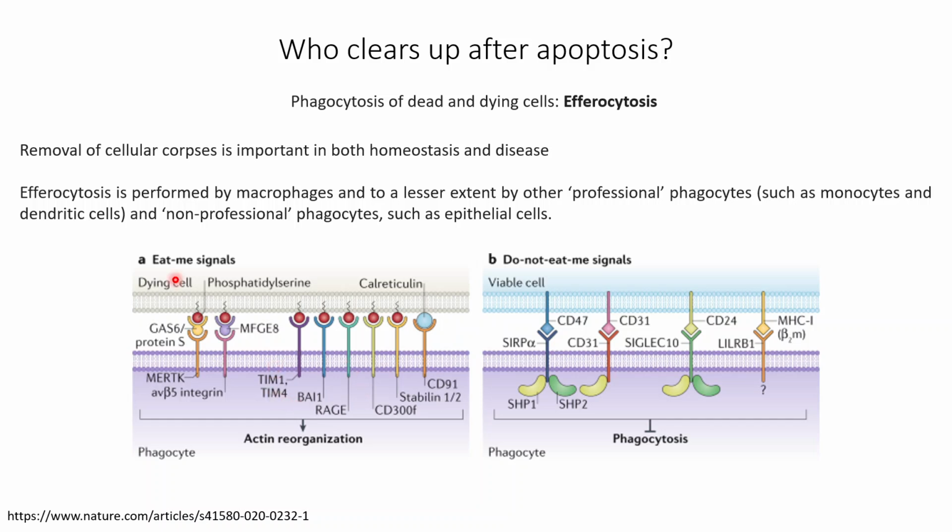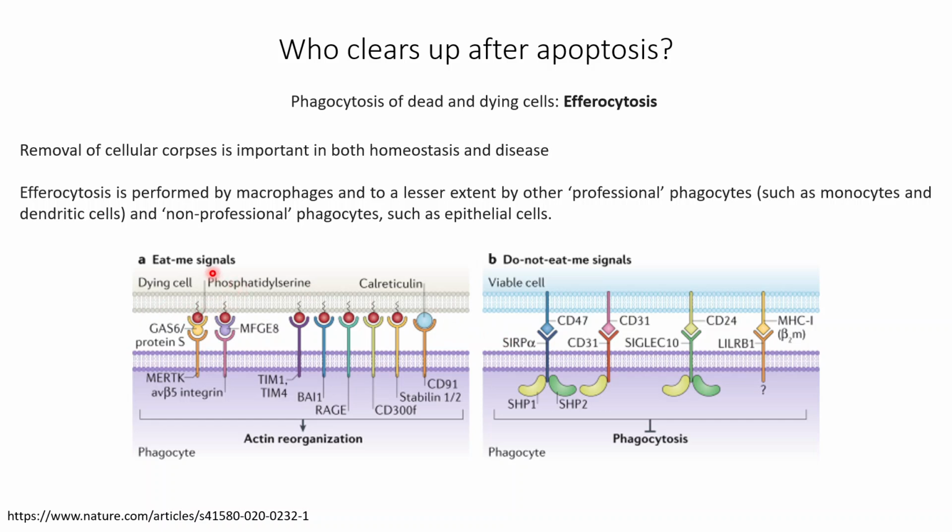Then when the cell is dying, it will have these eat me signals. One very well-known example is phosphatidylserine. Typically phosphatidylserine is found on the inner leaflet of the plasma membrane. Okay. So it's not externalized, it's not on the outer surface of the cell. But when a cell undergoes apoptosis, you will have a higher amount of phosphatidylserine on the outer leaflet of the cell membrane. We know that the cell membrane is a bilayer, right? It's two layers of lipids.